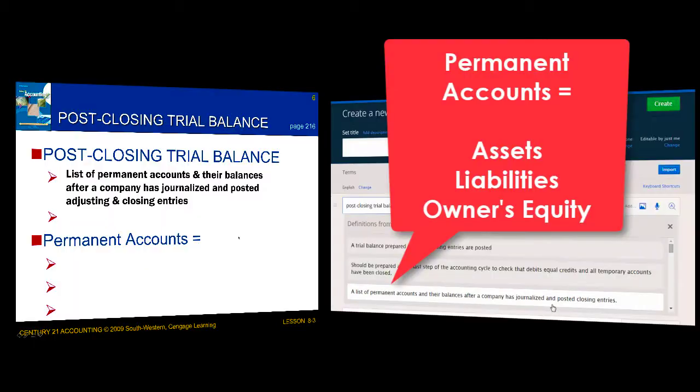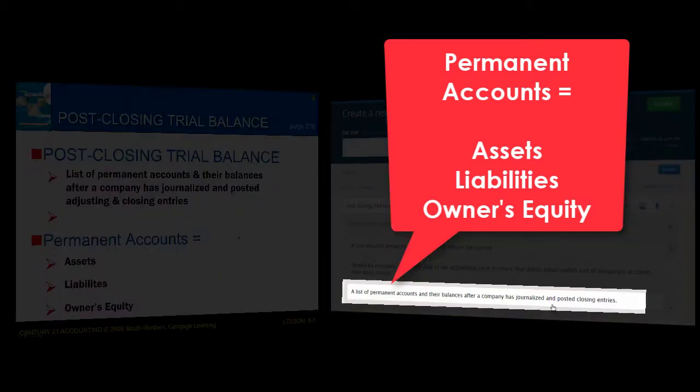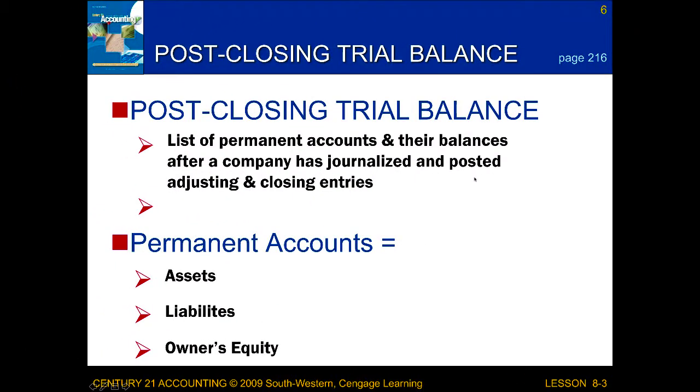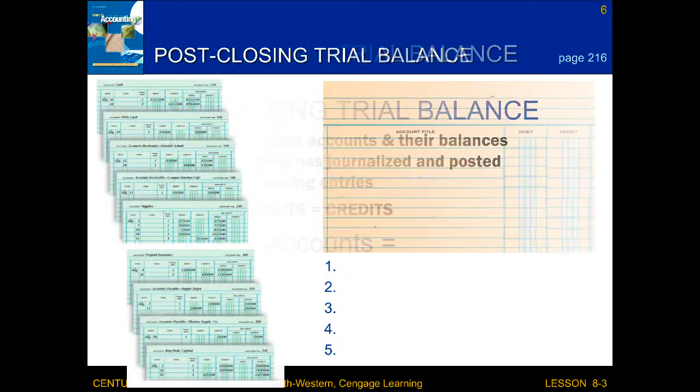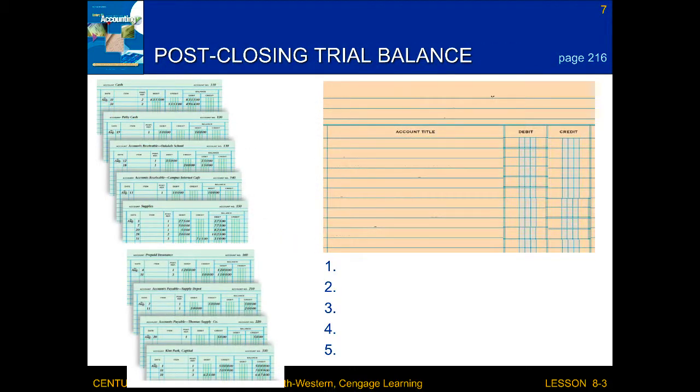So remember, permanent is our assets equals liabilities plus owner's equity, and then their balances after a company has journalized and posted closing entries. And this after part is important because it is the last step of our accounting cycle. Really what the post-closing trial balance is going to do for us is it's a final check that we've balanced our transactions and made sure that our debits equal our credits. So let's take a look at how we would fill out this post-closing trial balance.